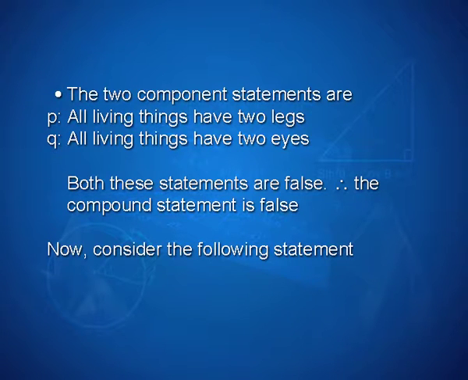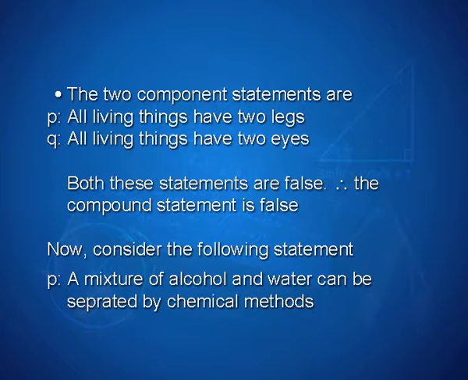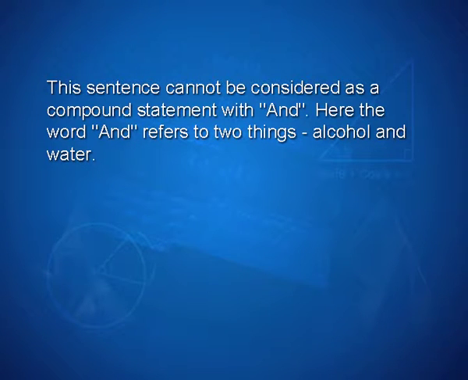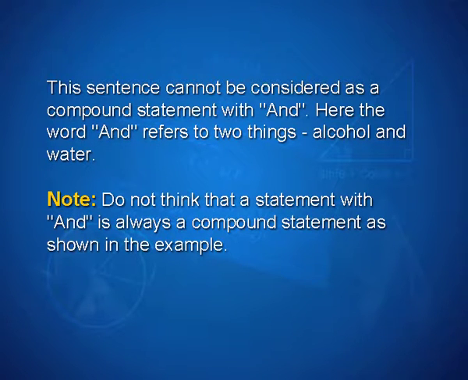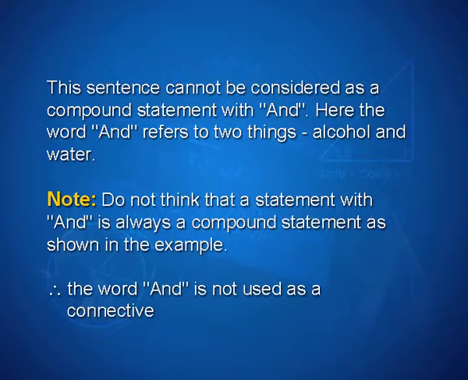Now, consider the following statement. P: A mixture of alcohol and water can be separated by chemical methods. This sentence cannot be considered as a compound statement with "and". Here, the word "and" refers to two things, alcohol and water. Please note that a statement with "and" is not always a compound statement, as shown in the example. Therefore, the word "and" is not used as a connective here.